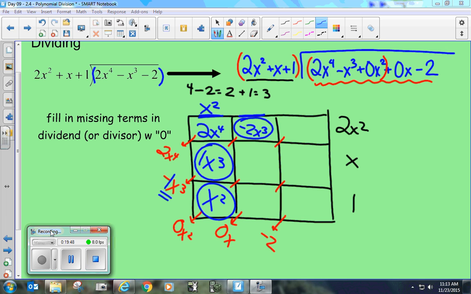What do I multiply by 2x squared to get negative 2x cubed? Negative x, because a negative times 2 is negative 2, and x times x squared is x cubed. Now I can fill that middle column. What's negative x times x? Negative x squared. What's negative x times 1? Negative x. All right, top right.